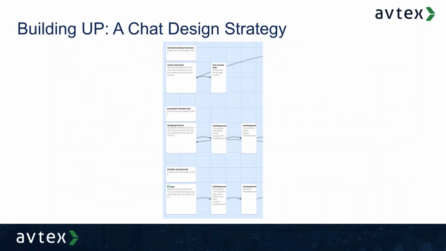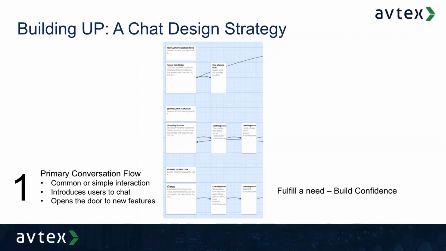All right, so in this case, what I'm talking about here is this idea of building up. And I touched on this, and we're going to go into it in a bit more detail, this idea of building up. Starting with a basic interaction that someone would expect, and then working our way up towards something that will delight them. That is the idea. So here's our primary conversation flow. This is the basic interaction. This is what the customer expects. It's common. It's a simple interaction. It introduces users to the chat system, and it opens the door to new features.